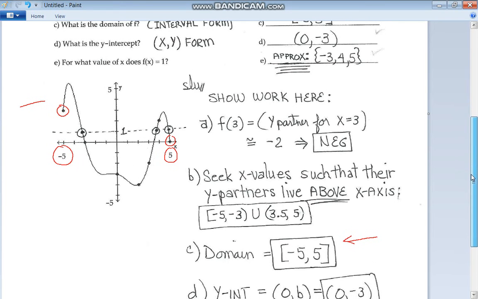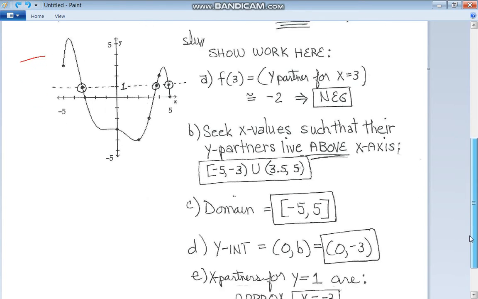And scrolling down to what is the y-intercept? I'll clear some of the marks off again, and we'll talk about the y-intercept. The y-intercept is going to be part D. It's the ordered pair 0, b.